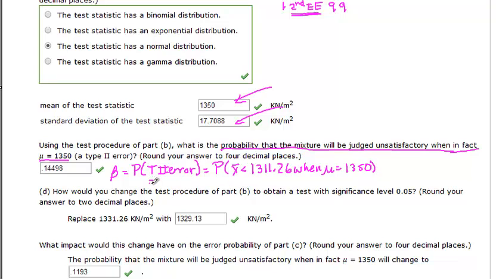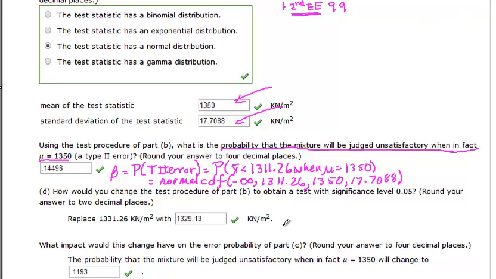This is a type 2 error, and what I'll do for this is a normal CDF using the calculator. My lower limit on this would be negative infinity, and just put a negative in front of the 1 times 10 to the 99th. My upper limit is 1311.26. My mean is 1350 because we changed this problem from before. And then 17.7088. And then you'll get that value when you crunch the number on your calculator.